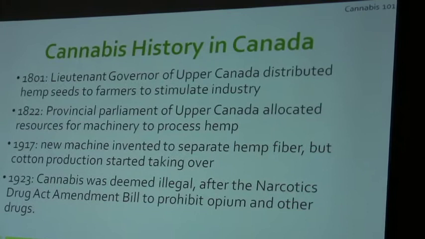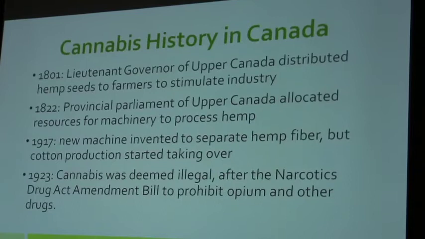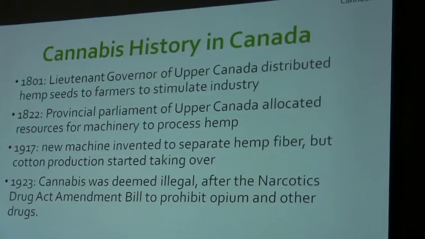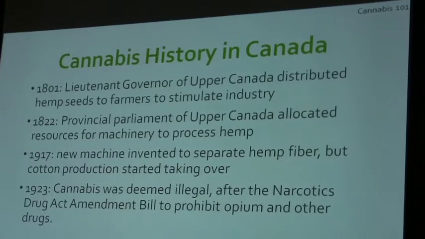In 1923, a jump in the complete opposite direction. The Cannabis Act was a bill proposed by the Drug Act Amendment, which prohibited largely opium and other negative drugs, and cannabis was kind of thrown in last second. And from all of the information and all of the evidence out there, largely what caused this illegal move against cannabis was the paper pulp industry and lobbyists, because hemp has the potential to completely outcompete paper and pulp.